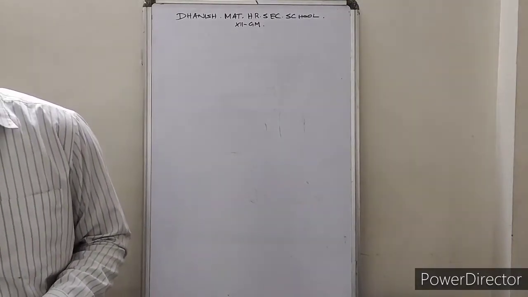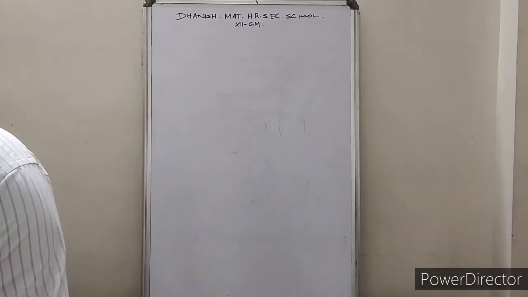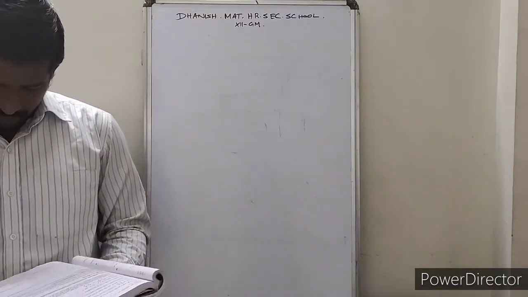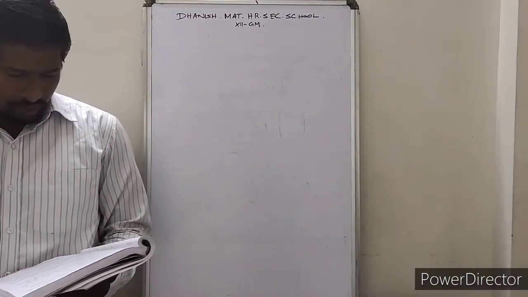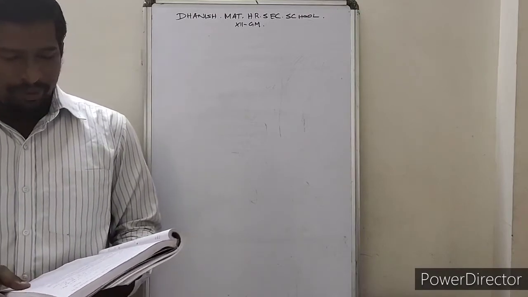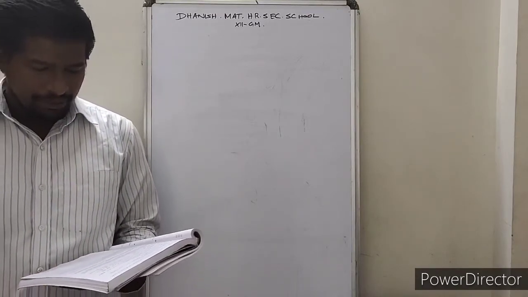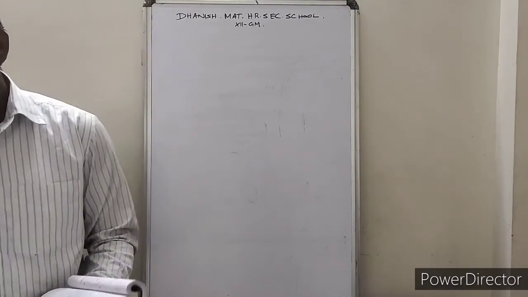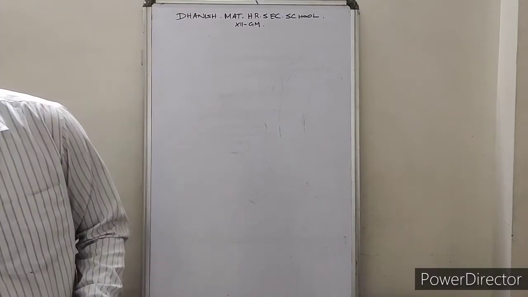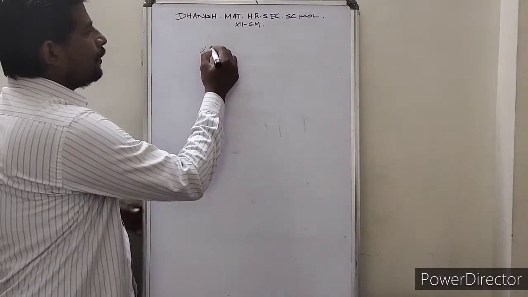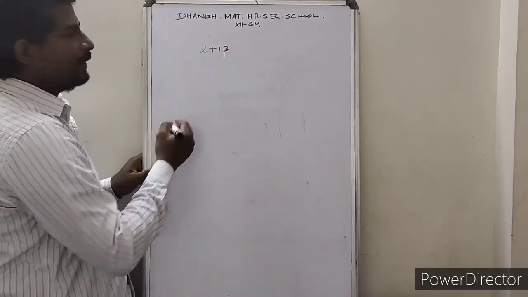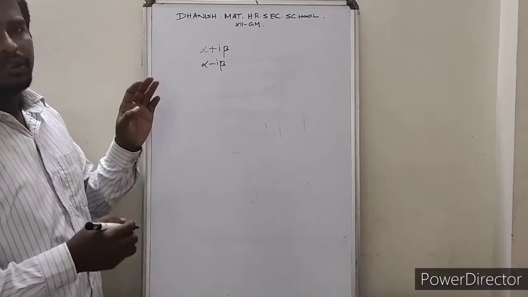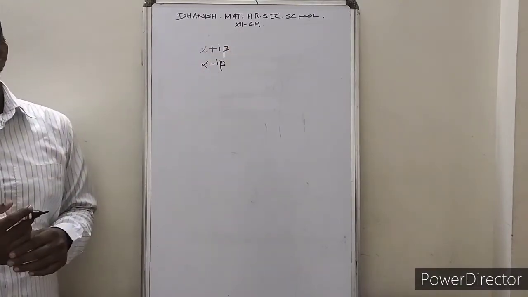Now look at the book, page number 107. For a quadratic equation with real coefficients, if alpha plus i beta is a root, then alpha minus i beta is also a root. In this we are going to see the proof for this result.